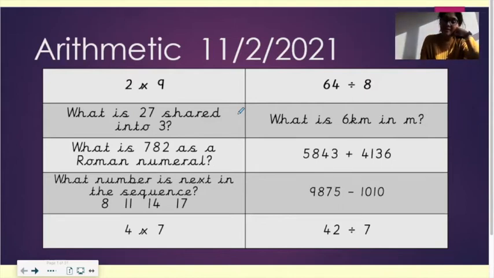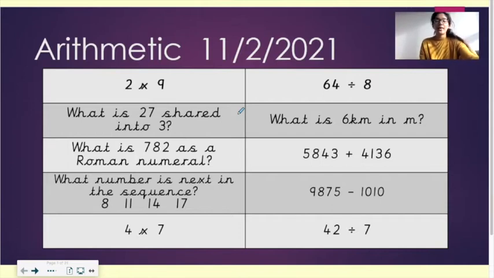2 times 9. What is 27 shared into 3? What is 782 as a Roman numeral? What number is next in the sequence? 8, 11, 14, 17. 4 times 7. 64 divided by 8. What is 6 kilometers in meters?